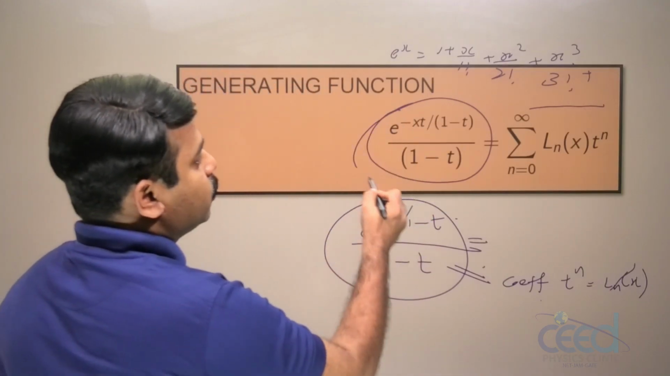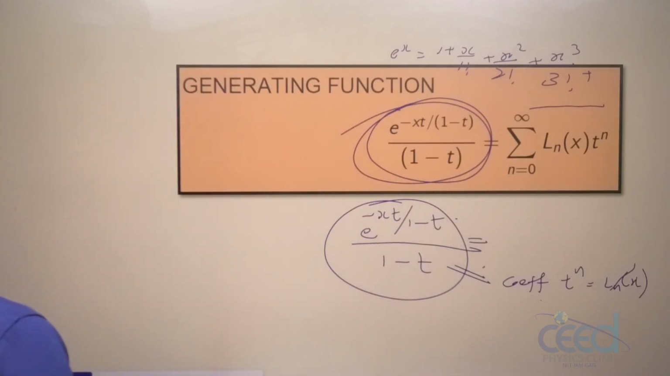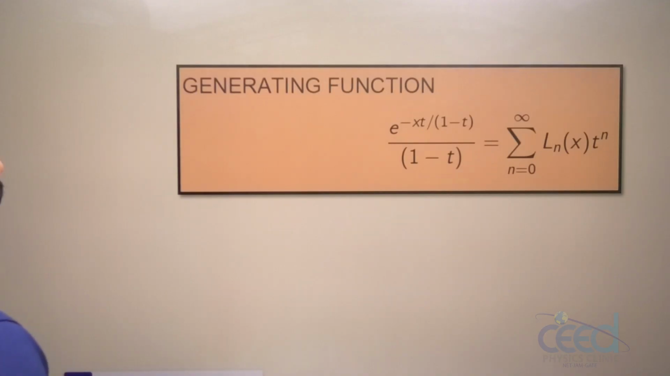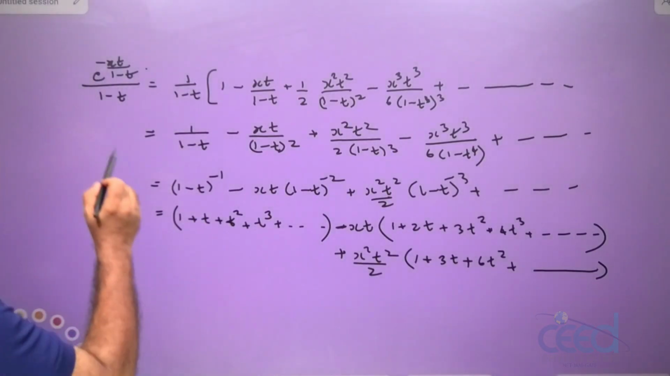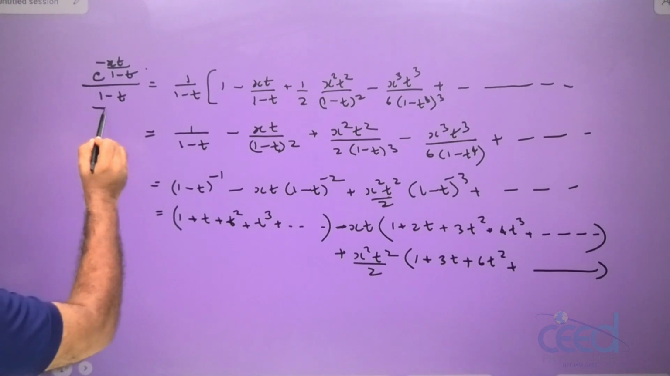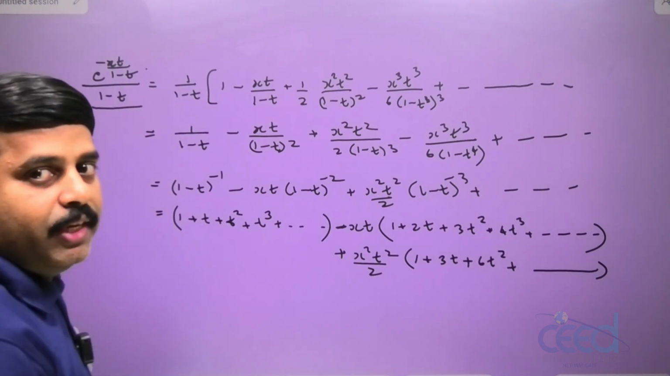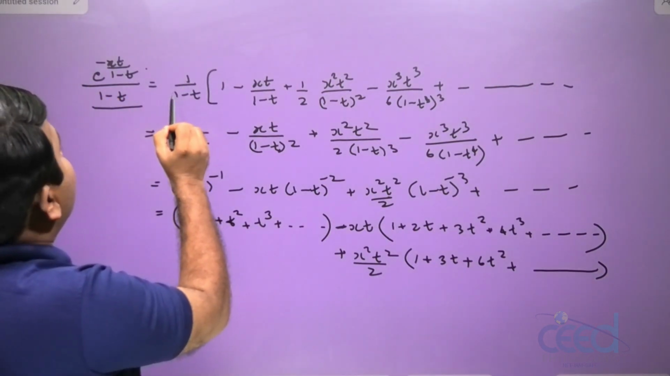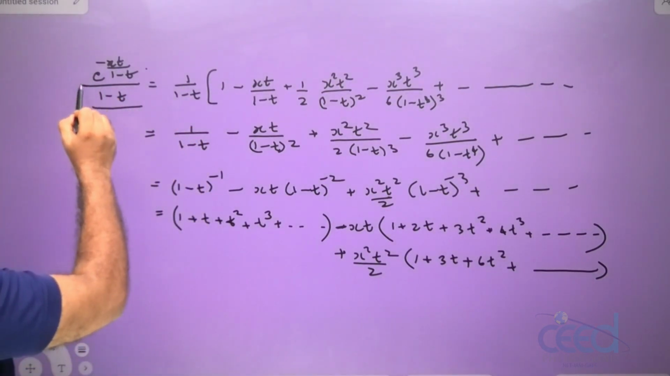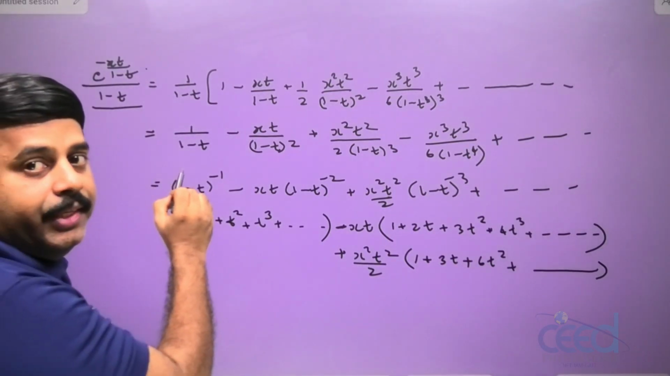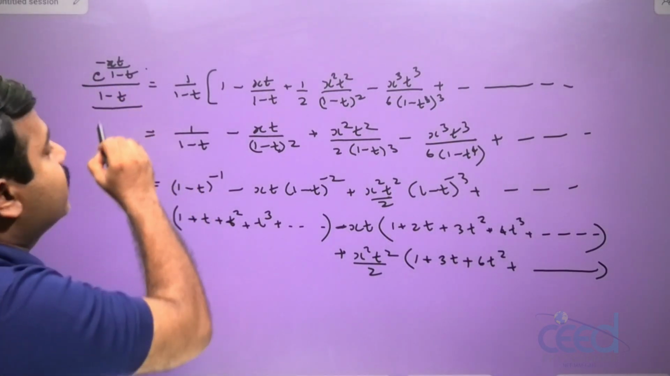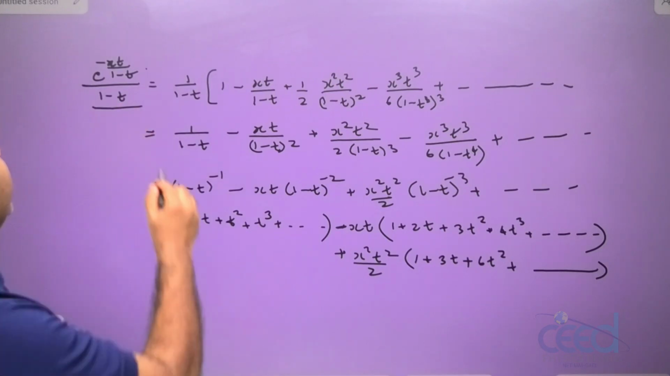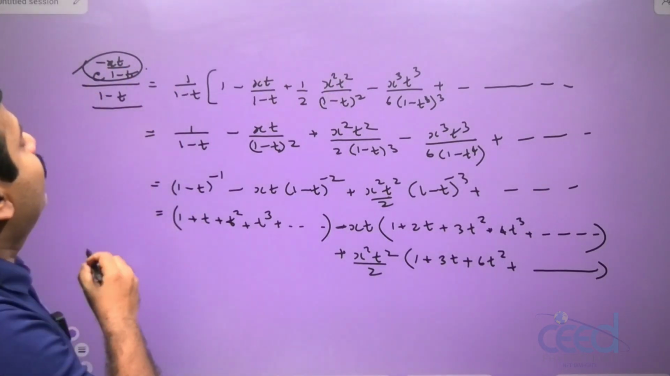So we can expand this function, right? So let us see the expansion. Look here. This is the function which I mentioned, alright? So what is 1 by 1 minus t? I have taken out 1 by 1 minus t from this, alright? Remaining is e raised to minus xt by 1 minus t.